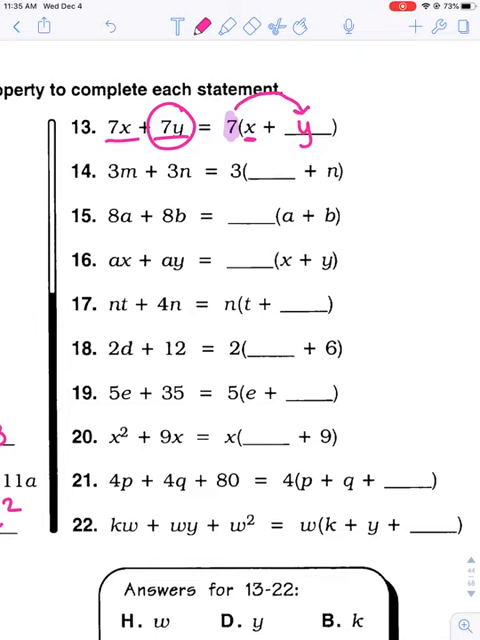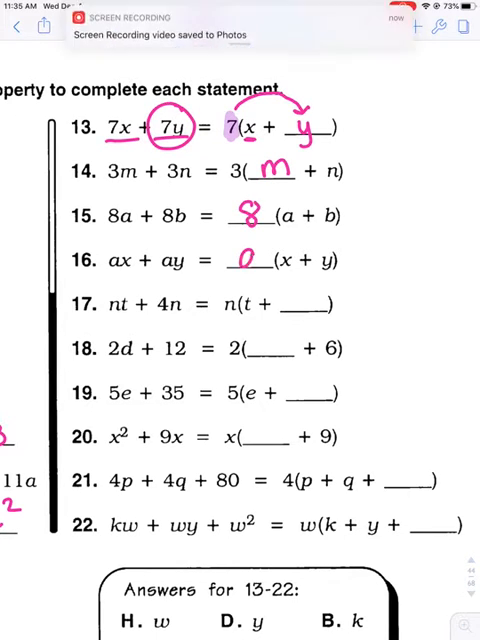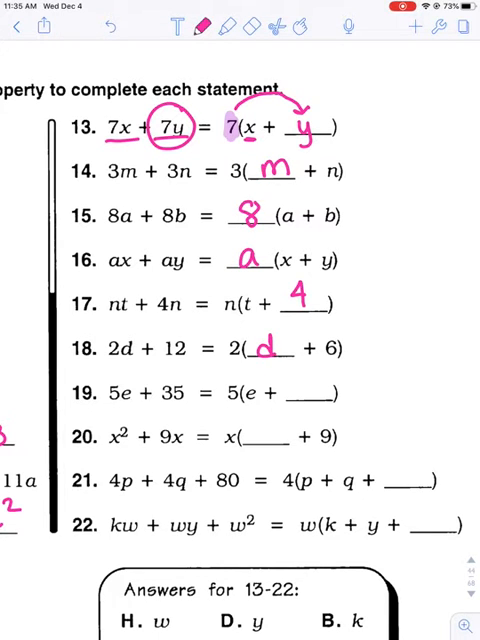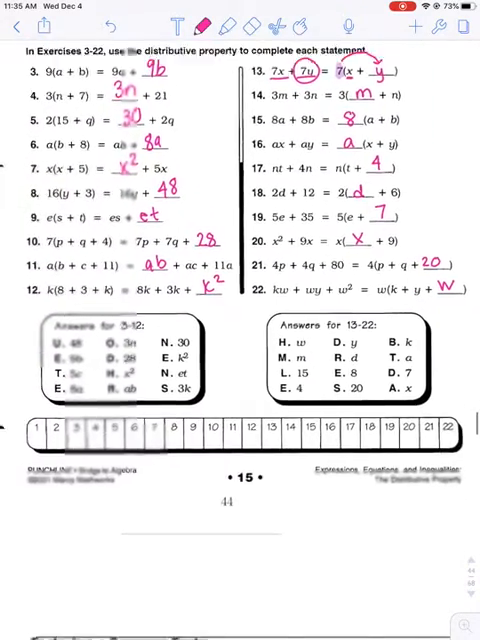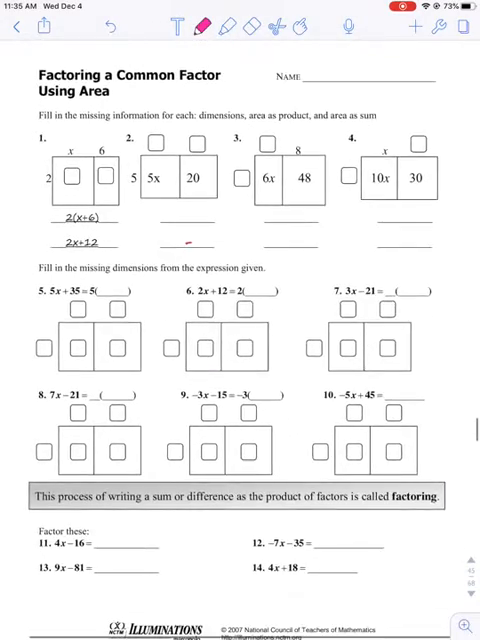So going through the rest of those answers, M, 8, A, 4, D, 7, X, 20, and W. If you got any of those incorrect, please make sure to pause the video and think about it and see how the answer that I just gave might make sense. We're going to move on to the next page.